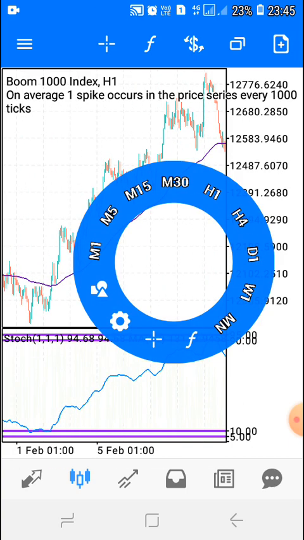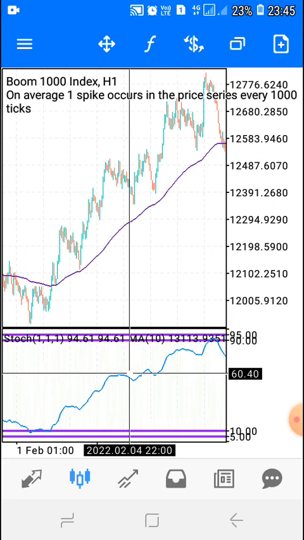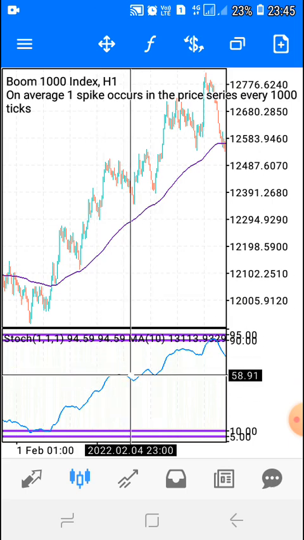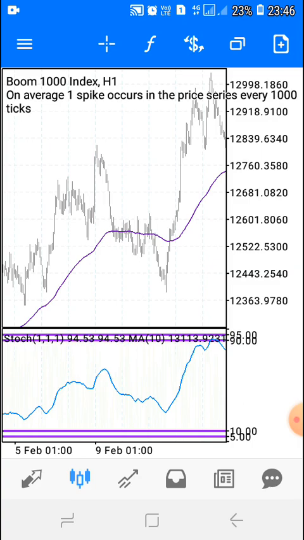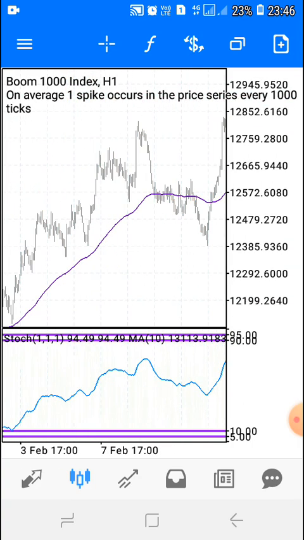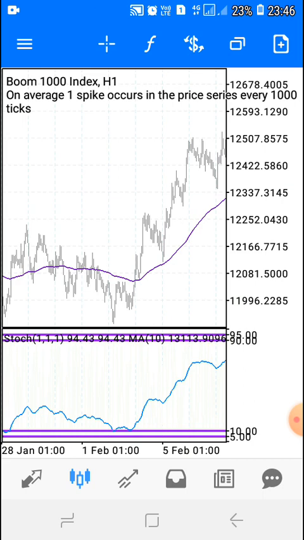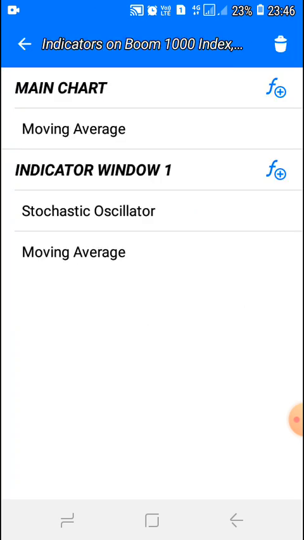Okay, now the thing is this. We won't use this moving average on the 1 hour time frame. We will actually use it on the 1 minute time frame, okay? Because that is where you're going to use it to your advantage, right? So the next indicator that we're going to need for the strategy is our stochastic again.